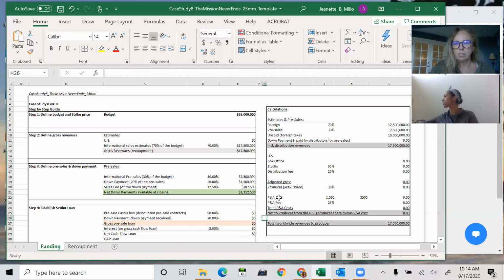90% of 25 million? Oh, darling, let's start from the beginning. I'm going to zero this out again. Let's understand the process. The first thing we do is we're estimating how much money we're making with this movie. And that's our sales estimate of 70% of 25. So this is how we get to the estimates, right?